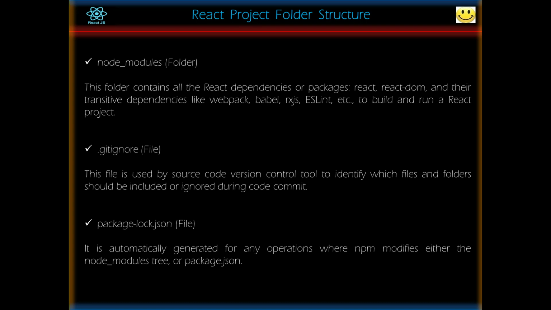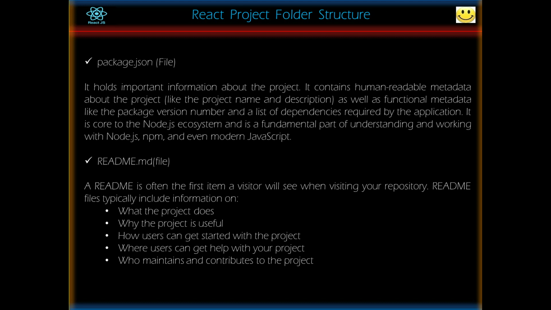.gitignore file. This file is used by source code version control tools to identify which files and folders should be included or ignored during the source code commit. Package-lock.json file. It is automatically generated for any operations where npm modifies either the node_modules tree or the package.json file. Package.json file. It holds important information about the project.